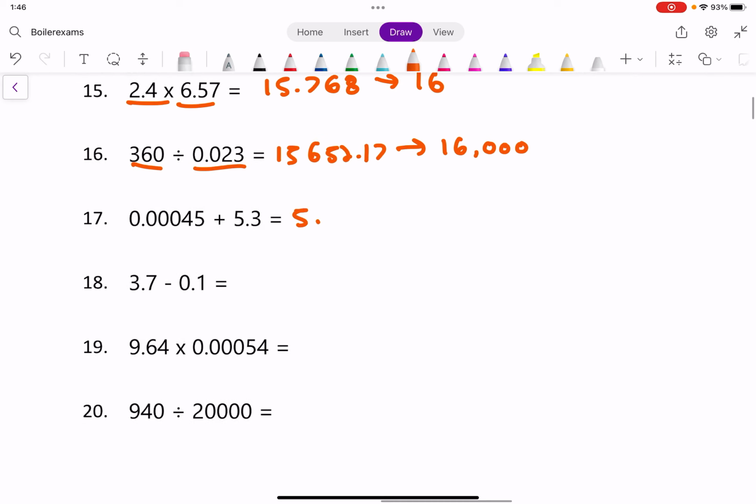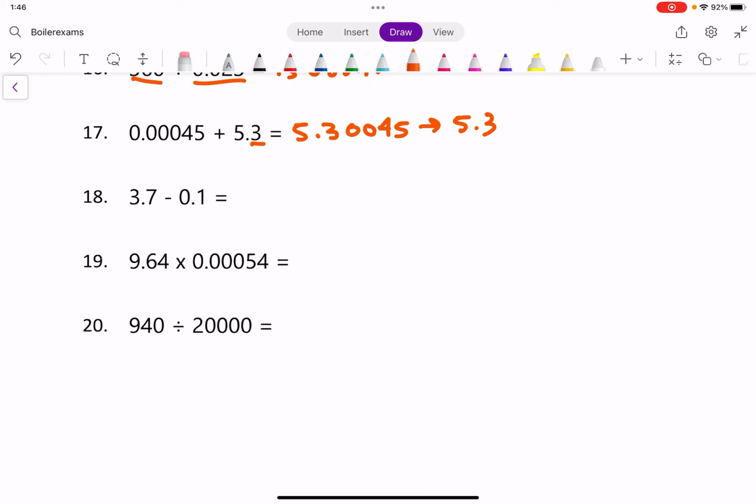This gets me 5.30045. Round to the least precise decimal place, which is this 3, which gets me 5.3. 3.7 minus 0.1, 3.6. Round to the least precise decimal place, which is the same in each. It's the tenths spot. So just leave it as 3.6.